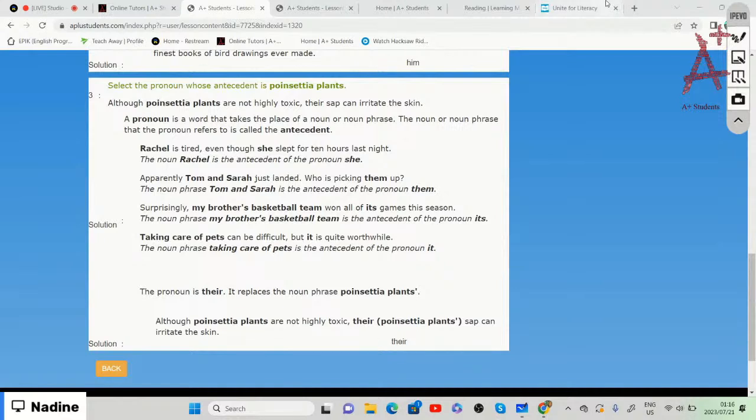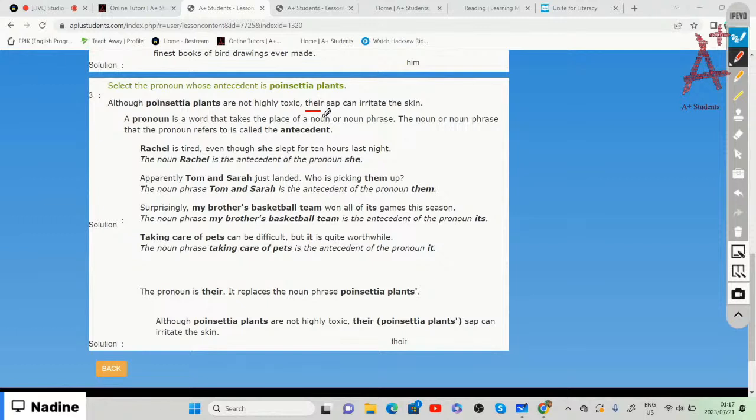We can then say it is their. So we're going to choose the pronoun, which is their, right? Because they are saying that although the poinsettia plants are not highly toxic, their sap can irritate the skin, which means that the poinsettia plant can irritate the skin. So their replaces the noun phrase, which is the poinsettia plant, right?